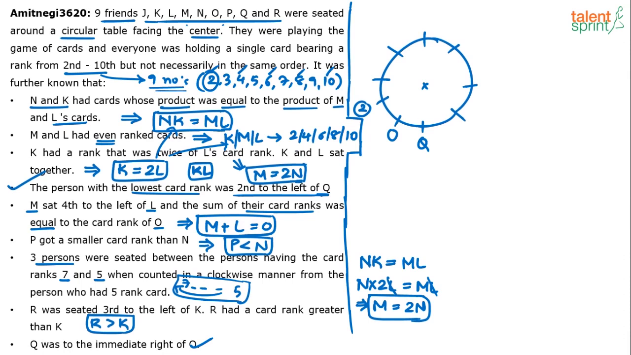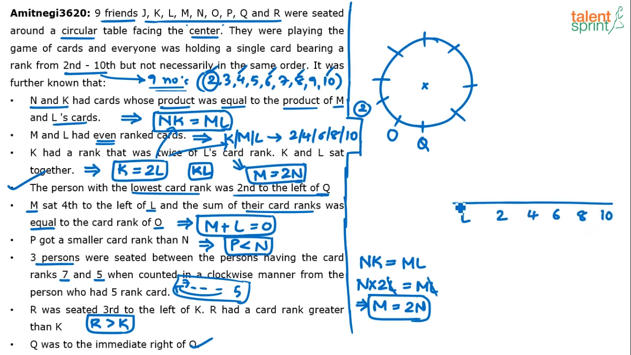So I think we can start with K equals to 2L or M equals to 2N, right? And then check what are the possible numbers. Let me do one thing. Let me make a table, right? K is equal to 2L, right? What are the possible numbers for L? L can be 2 or 4 or 6 or 8 or 10. These are the possible numbers for L.